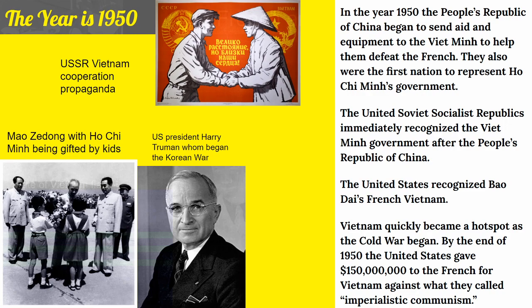The French called what was happening in Vietnam imperialistic communism, which isn't exactly true. The USA and the French were actually the imperialists. There's no such thing as imperialistic communism. It's a fake term made by Harry Truman, who began the Korean War.